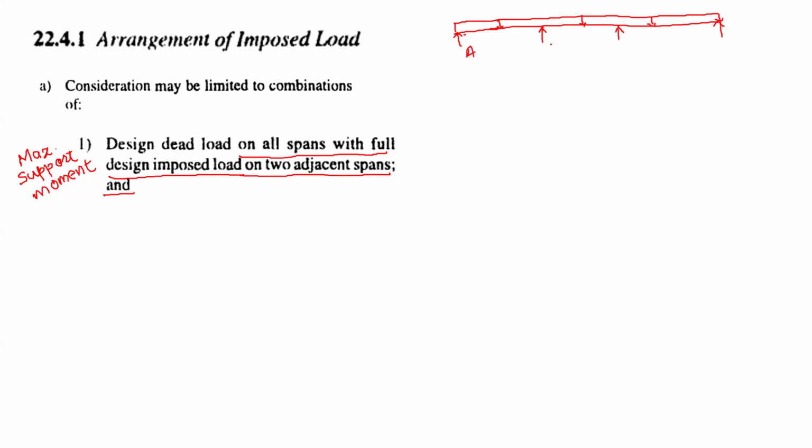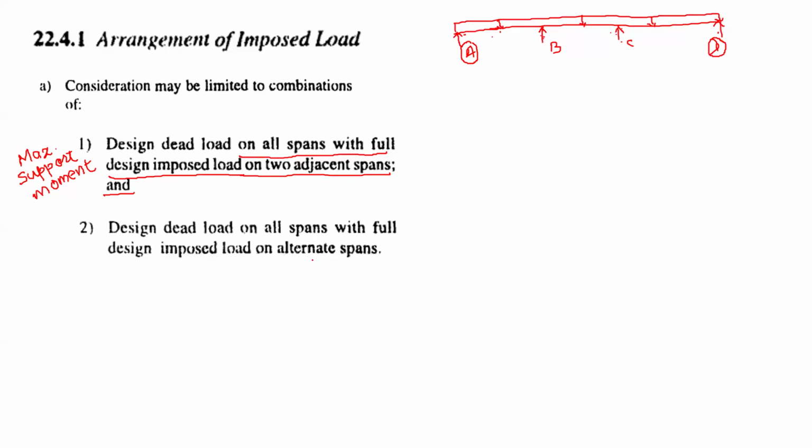Suppose this is support B, then we have to keep live load on AB and BC. If you want it on C, then you have to put it on BC and then on CD. Generally, support A and support D are considered as simple supports and therefore we assume bending moment is zero over A. For maximum moment at support B, we have to put load on AB and BC. That is your first condition.